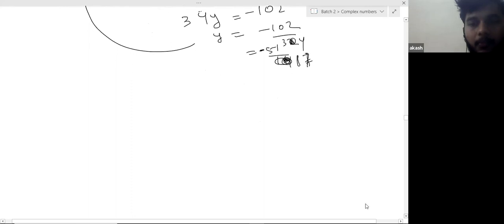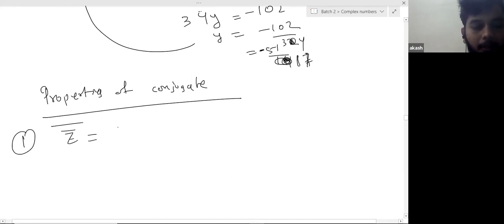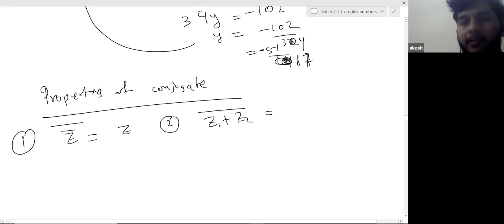Okay, write down properties of conjugate. All right, properties of conjugate. First one: bar of Z bar is Z only. Second one is, if two complex numbers are added and then the bar is taken, then you can take the bar individually and then add them. You can break the bar.